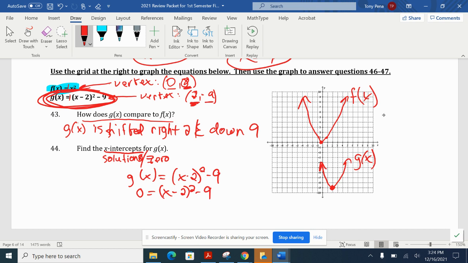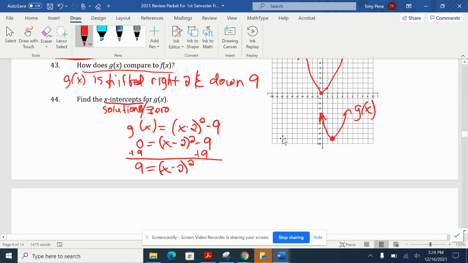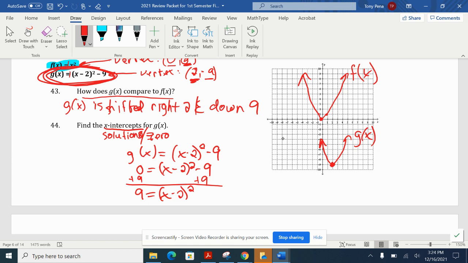And then we would solve this equation. To me, the easiest way to solve this is using our square roots. So I'm going to add this 9 over, so that I get 9 equals x minus 2 squared. To get rid of that squared, this is when we do our square roots. And we know that we're going to get a positive and a negative answer for this one. So I'm going to get this x minus 2 first. And then the square root of 9 is a 3, but we should get both a positive 3 and a negative 3.